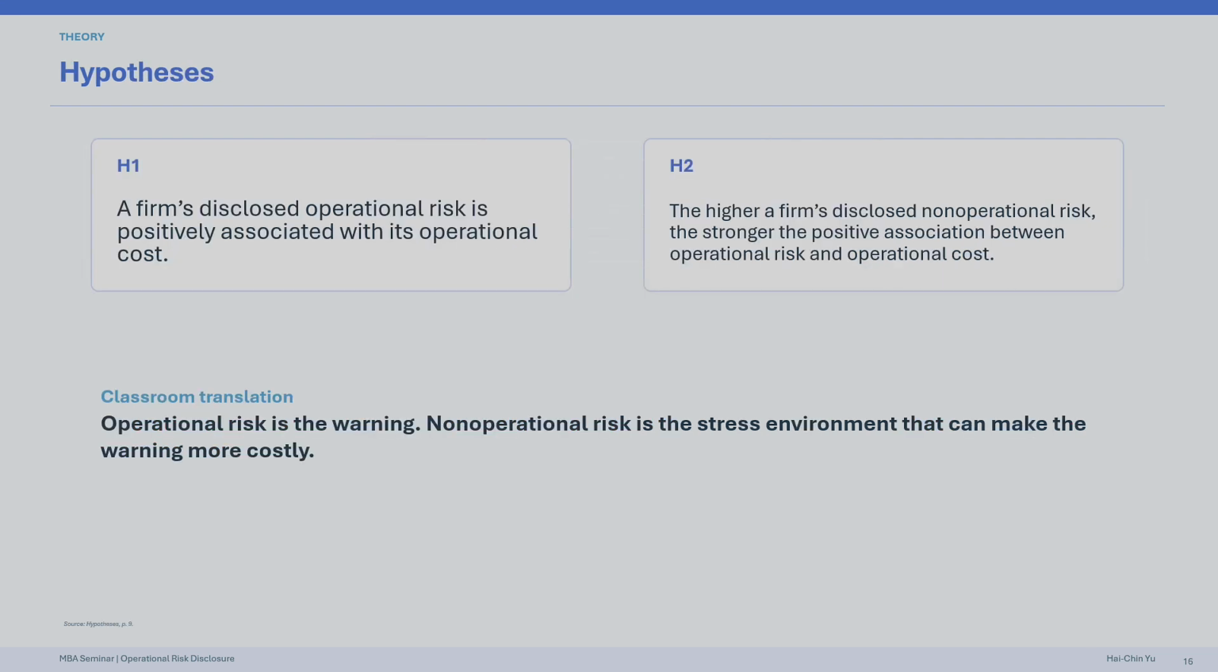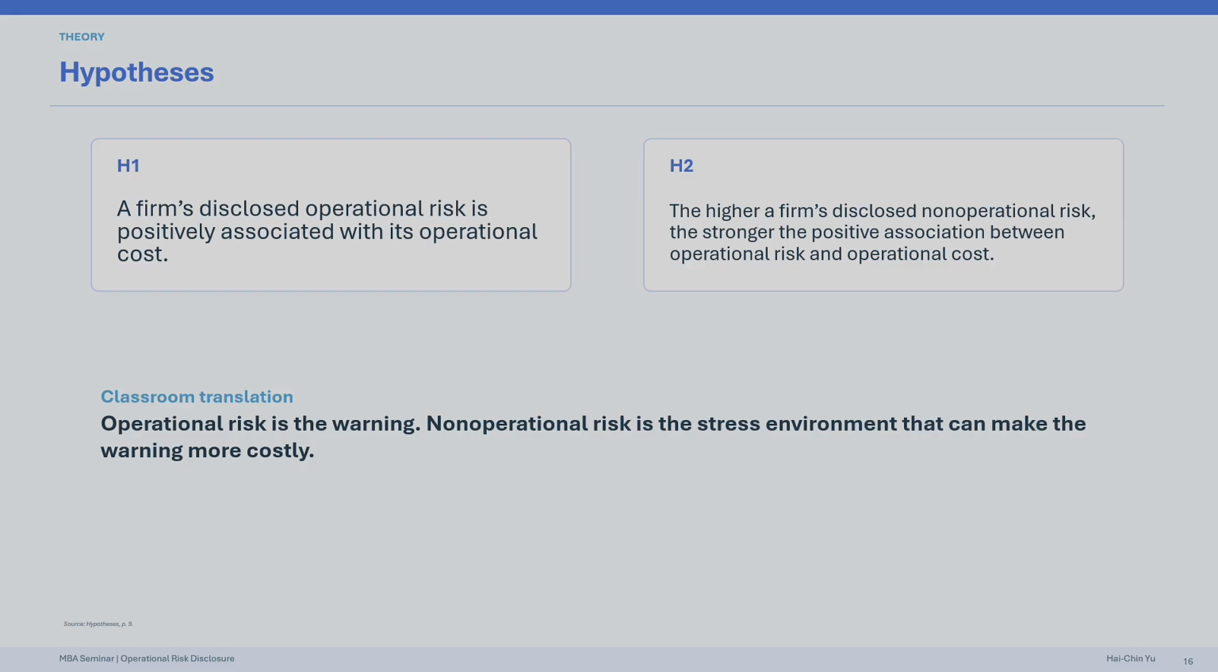So hypothesis 1 is positively related to operational cost. Hypothesis 2 in this paper is an interaction. When they included non-operational risk, they found the interaction: the higher non-operational risk makes the operational cost relationship stronger, positively related to each other. So it's an interaction of 1 and 2. This is the direct effect.